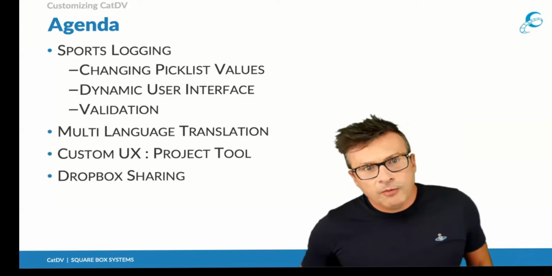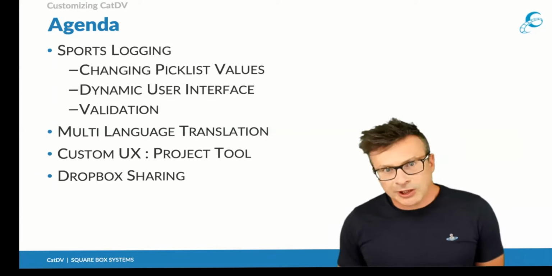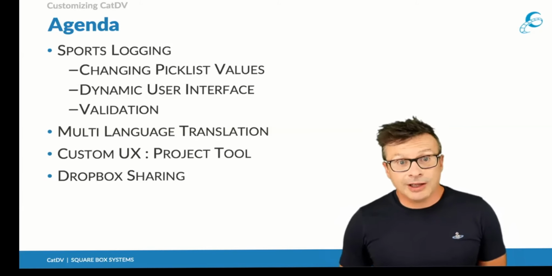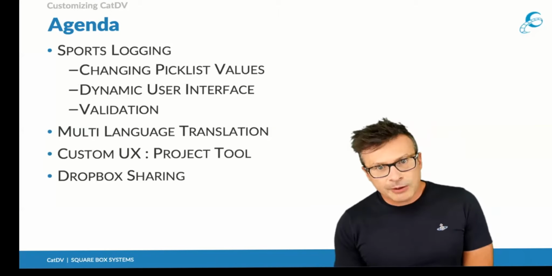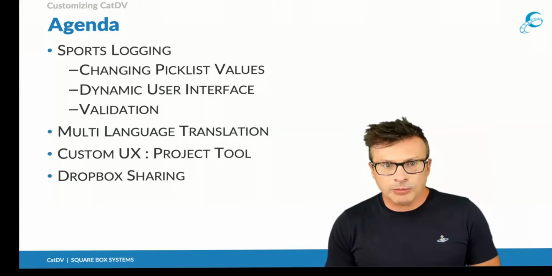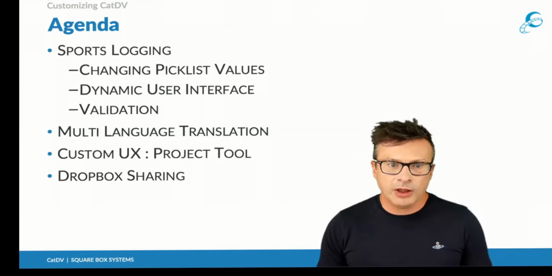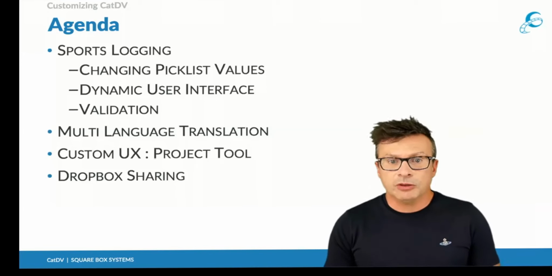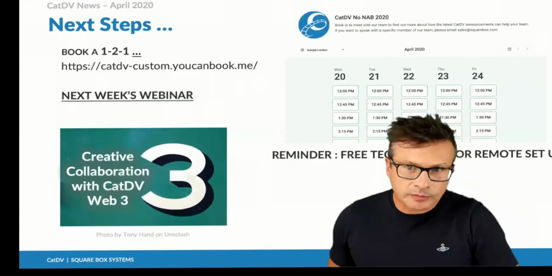So what we've looked at, hopefully you enjoyed seeing our sports logging, changing pick list values, dynamic user interface, changing the metadata based on the sport, and a bit of validation to kind of show what we can do at the user interface side. The multi-language translation, really practical use of CatDV to be able to present it in multiple languages. I ran through custom user experiences and the project tool style of thing. And we went through the new Dropbox sharing plugin too, which is really, really neat. So that's the end of our prepared content.